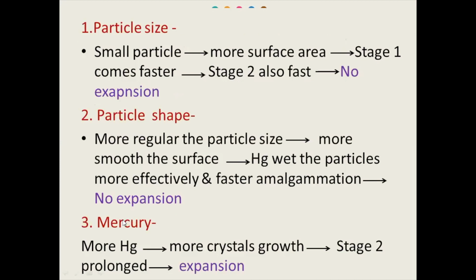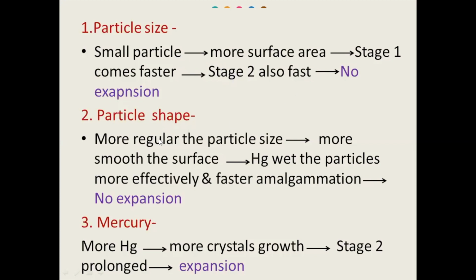Now the first one is particle size. If the particle size is smaller, the surface area will be more. The stage one will come fast. There is a formation of more gamma 1 phases. They will start to grow fast. They start to impinge on each other. They start giving outer pressure to one another, and stage 2 will start very fast. So there is no expansion. So your particle size should be small.